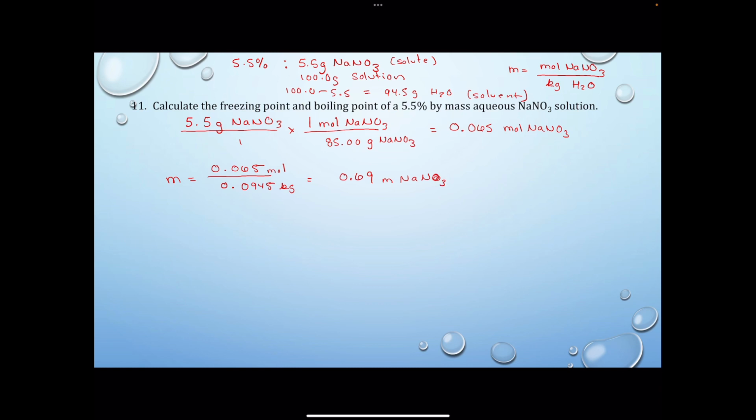So now we can plug into our temperature change equations. So if I want freezing point, I'm going to plug in the freezing point depression constant for water, which is 1.86 degrees C per molal times the molality we just determined. And then we need our i value.